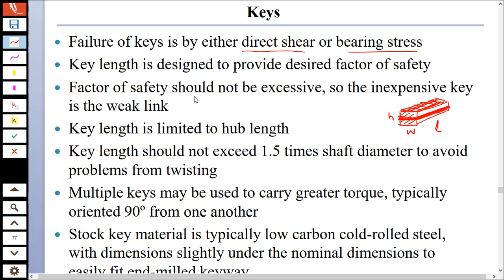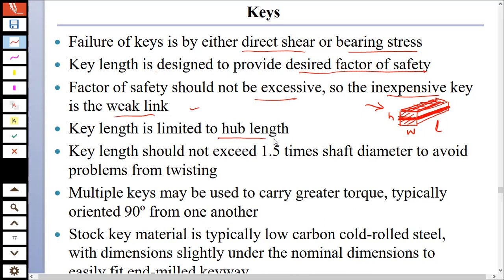right? So basically we want to keep this key the weakest because we want this to break, not the shaft or the component that we have mounted on the shaft. Gear agar hai, we don't want that to break. If it's a pulley, we don't want that to break. We want the key to break. So key length is designed to provide desired factor of safety. Factor of safety should not be excessive so that the inexpensive key is the weakest link. We want this to break.